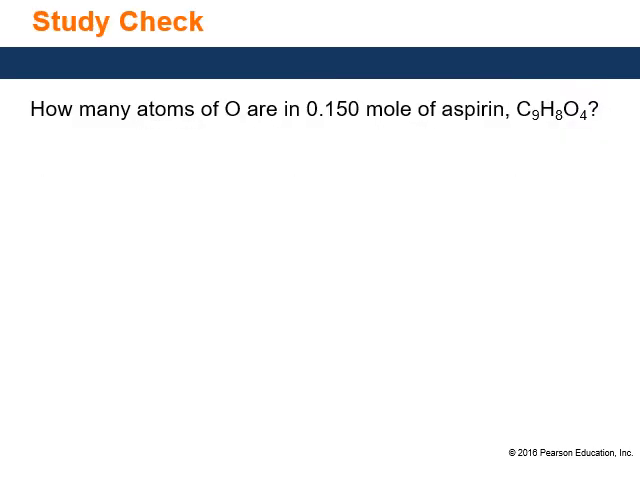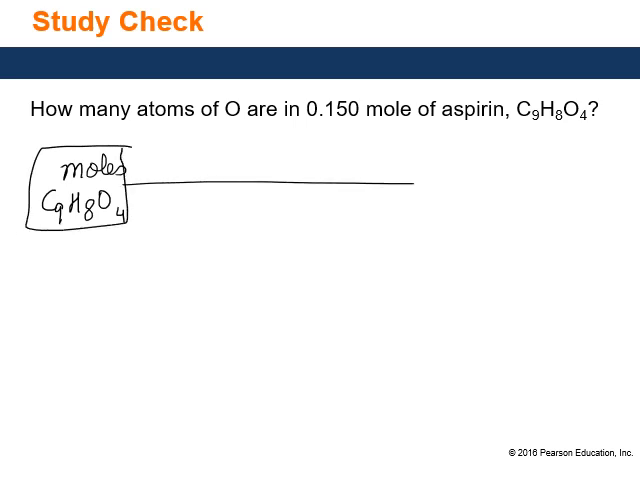Again, what are these? These are your conversion factors. So for example, the question is asking how many atoms of oxygen are in 0.150 moles of aspirin. So let's write down what's given, which is moles of C9H8O4. And the question is asking how many atoms of carbon are present here. Sorry, oxygen. How many atoms of oxygen?